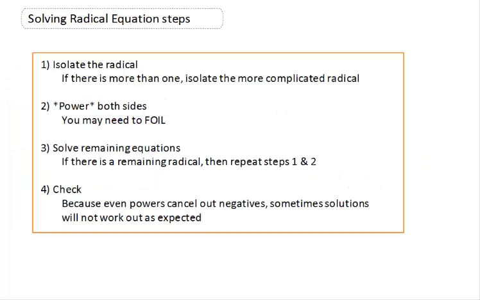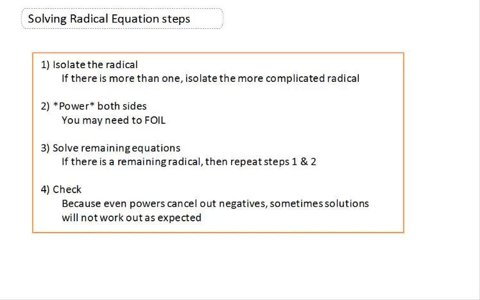Okay, the steps to solving these is to isolate the root or isolate the radical. If there's more than one, usually you want to try and isolate the more complicated radical. After you have that radical isolated, what you want to do is "power" both sides. Now I put those stars around that word power because that's not really a mathematical vocabulary word, but it makes the most sense to students, so that's why I've listed it like that.